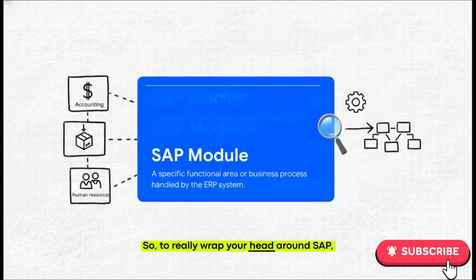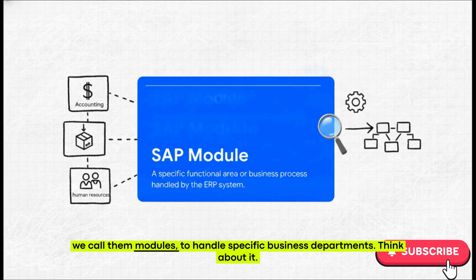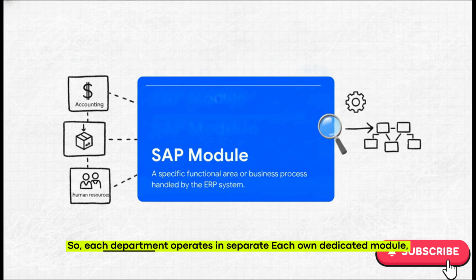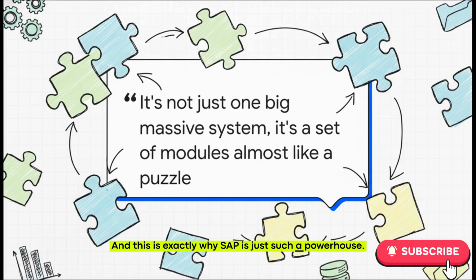So to really wrap your head around SAP, you've got to realize it's not just one giant clunky monolith of code. Instead, it uses dedicated building blocks, we call them modules, to handle specific business departments. Think about it. Accounting, the warehouse, human resources, they all have totally different jobs, right? So each department operates inside its own dedicated module, giving them the exact functionality they need day to day. And this is exactly why SAP is such a powerhouse.